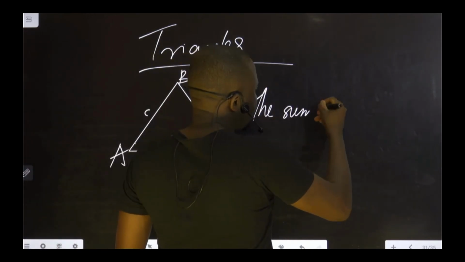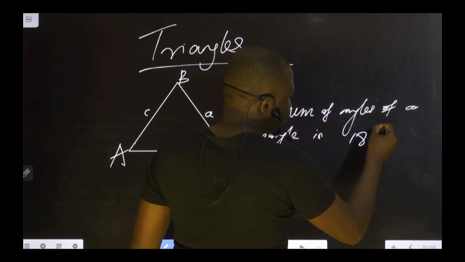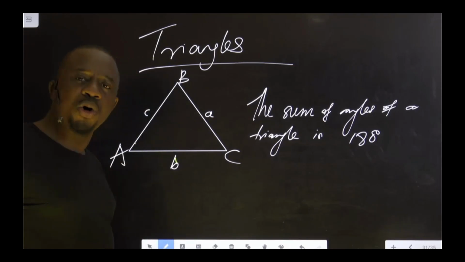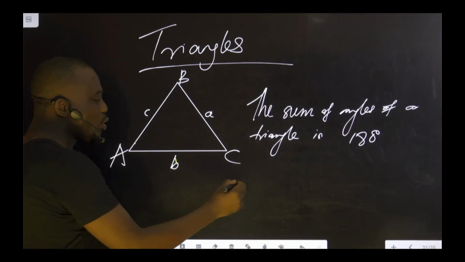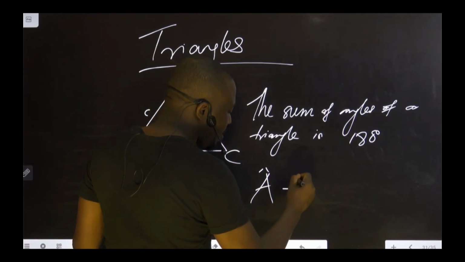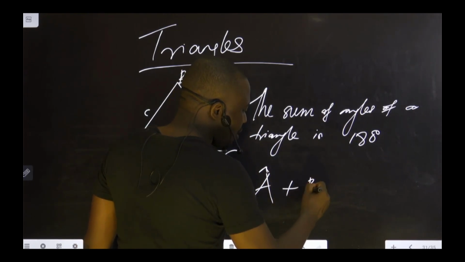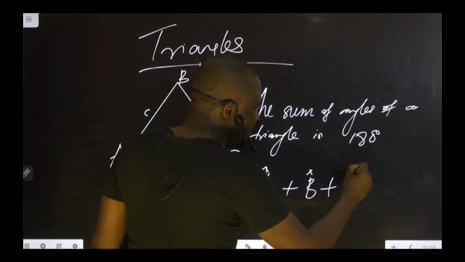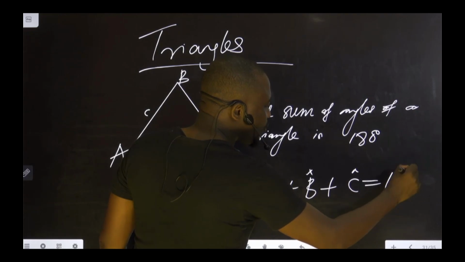Okay? Just like what? Angle on a straight line. Therefore, angle A plus angle B plus angle C is equal to 180 what? Degrees.